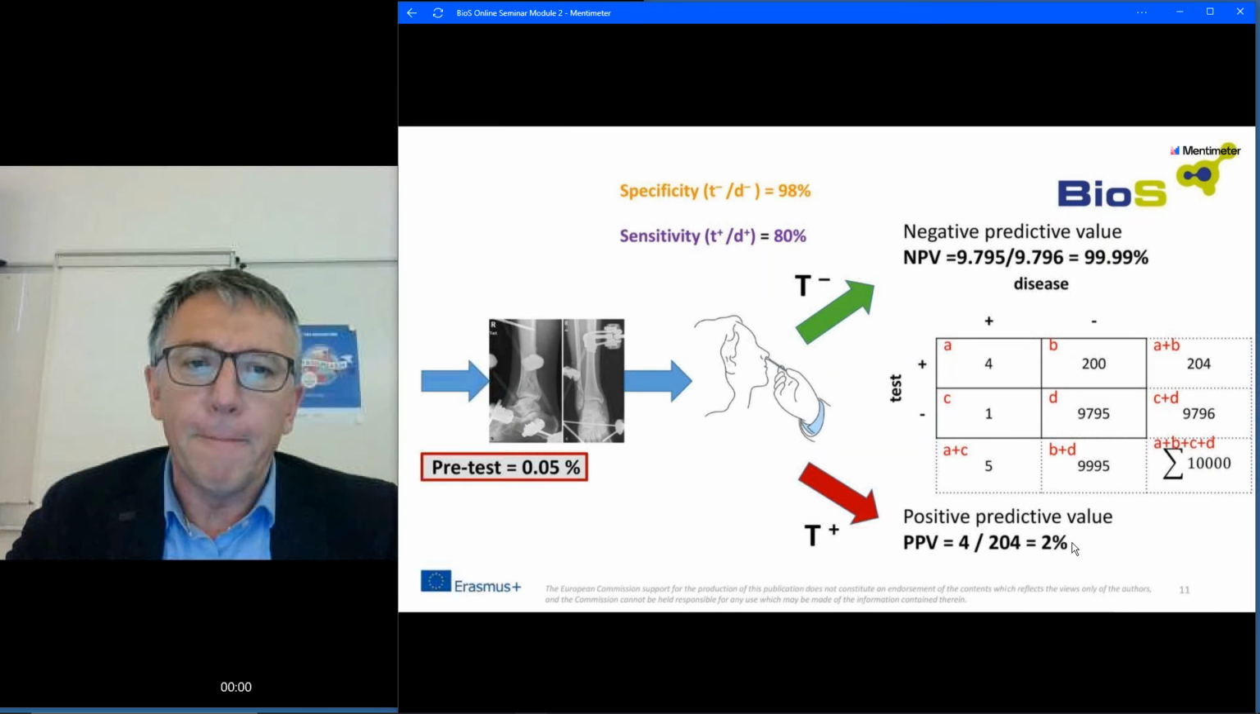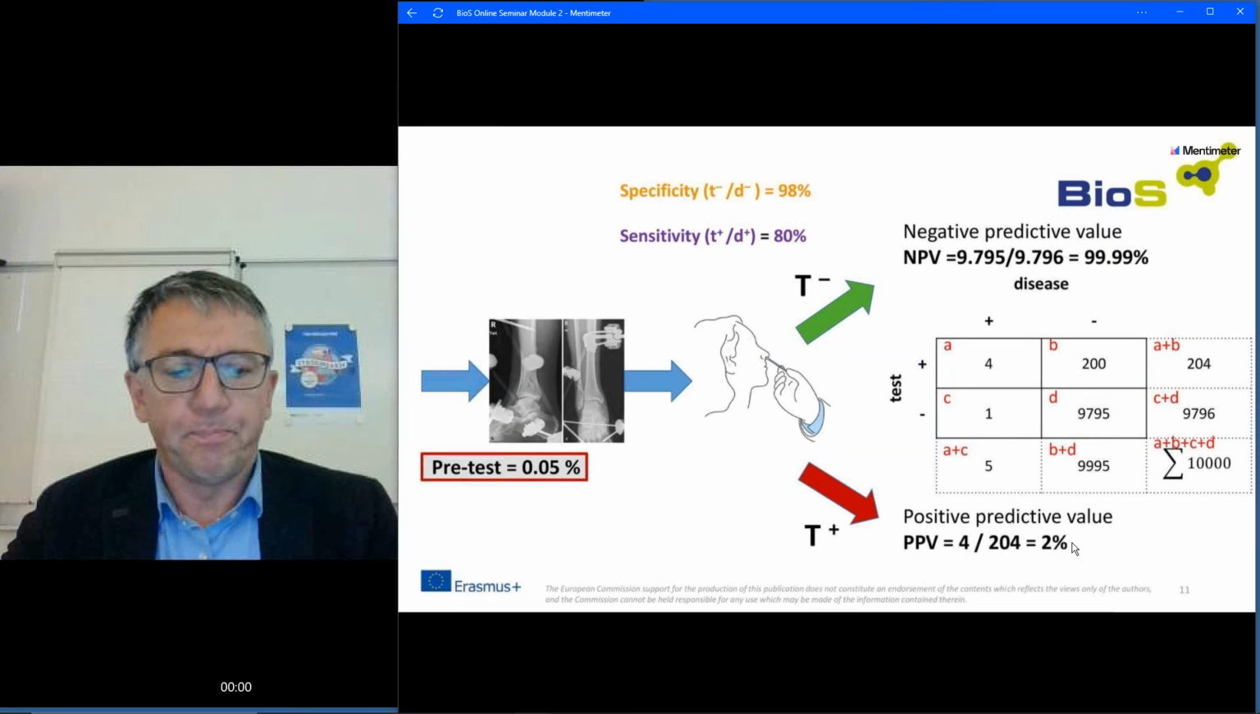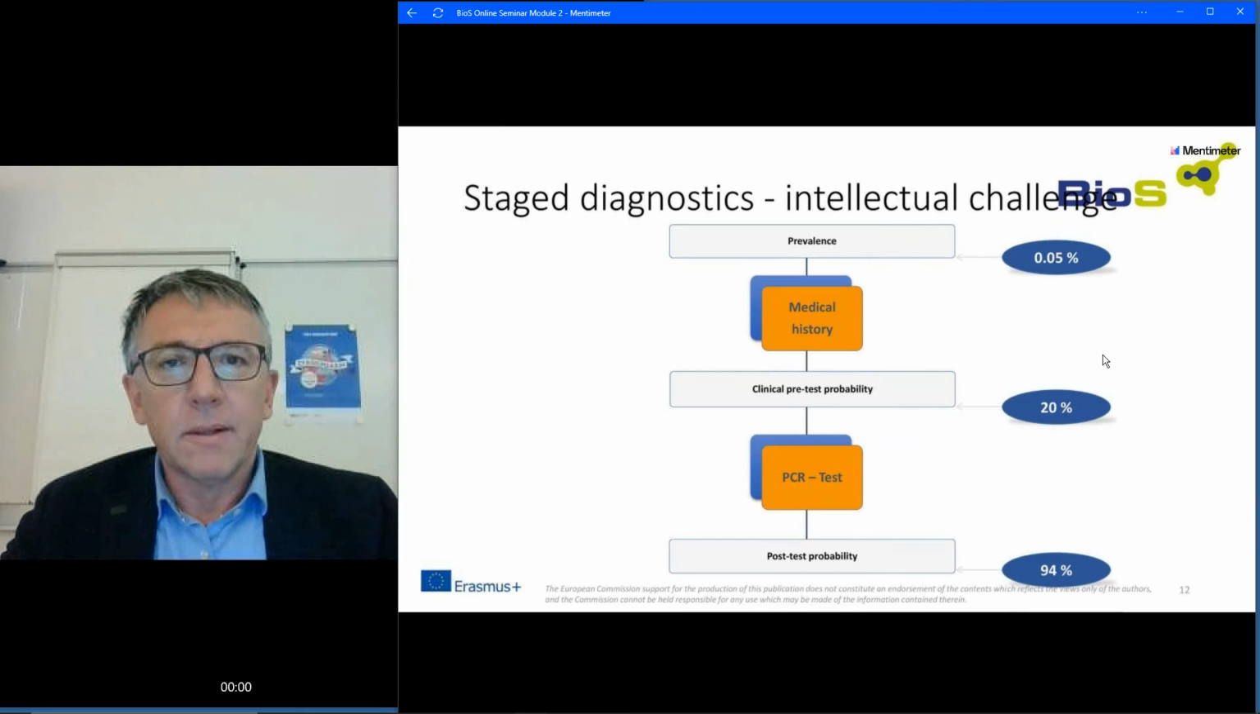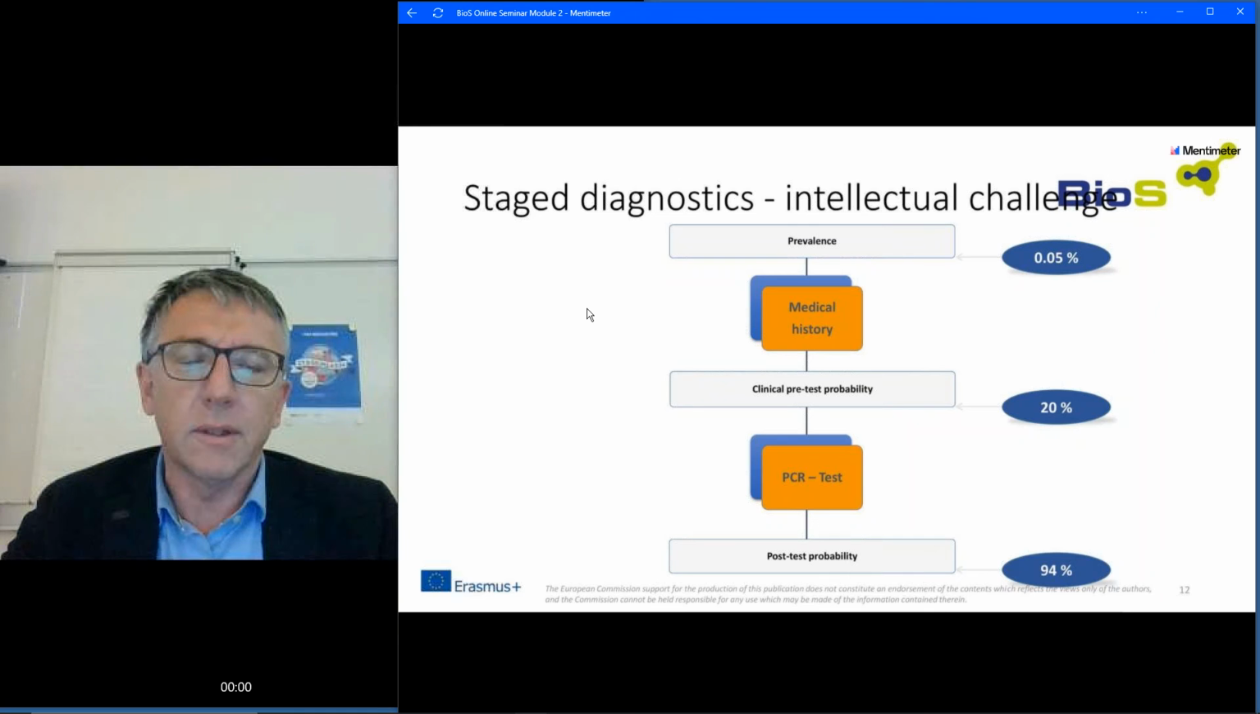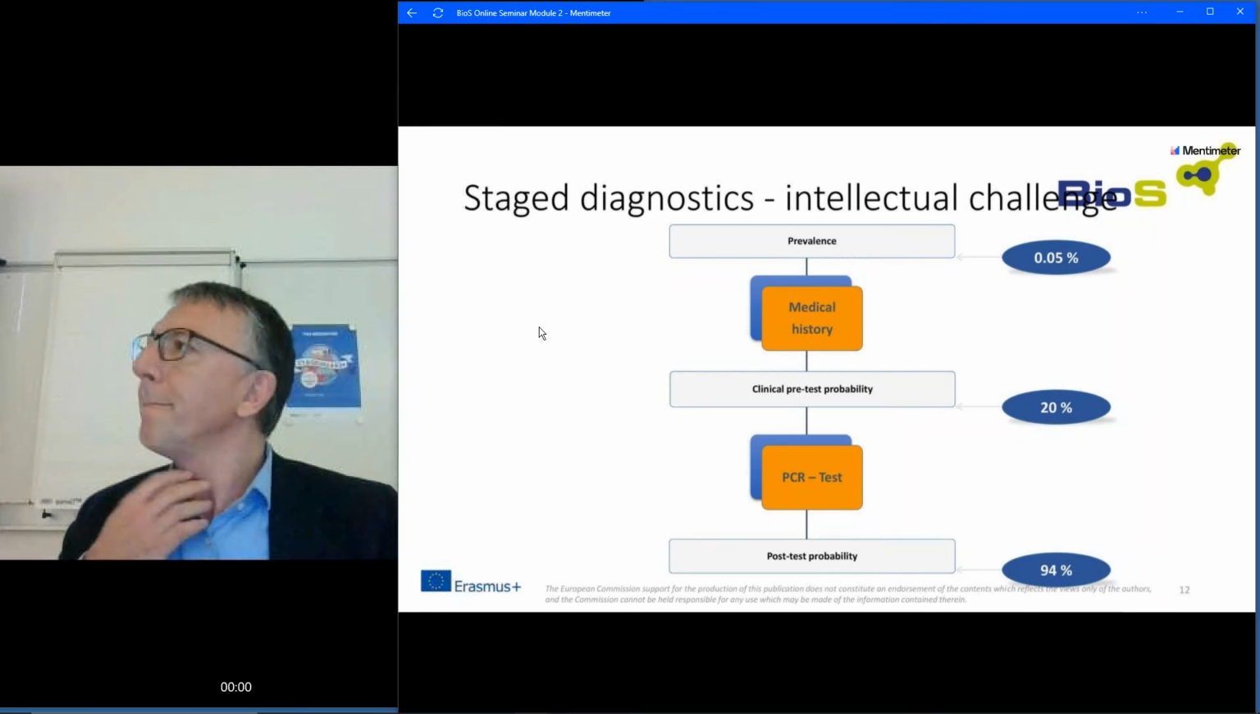So what do we now do with Vermeer? So it is all about staged diagnostics of the individual. And that is what all doctors do every day. They do staged diagnostics.